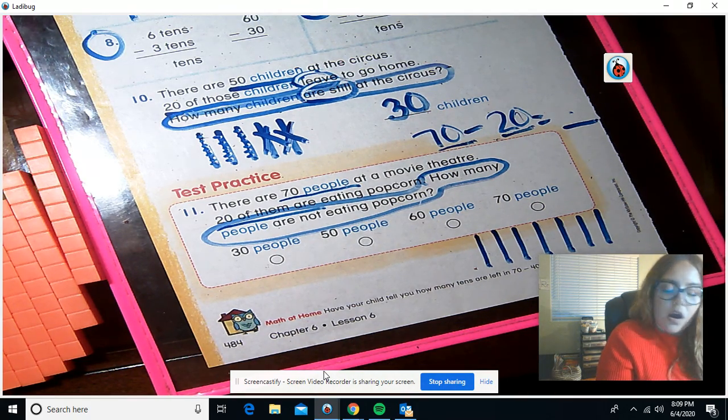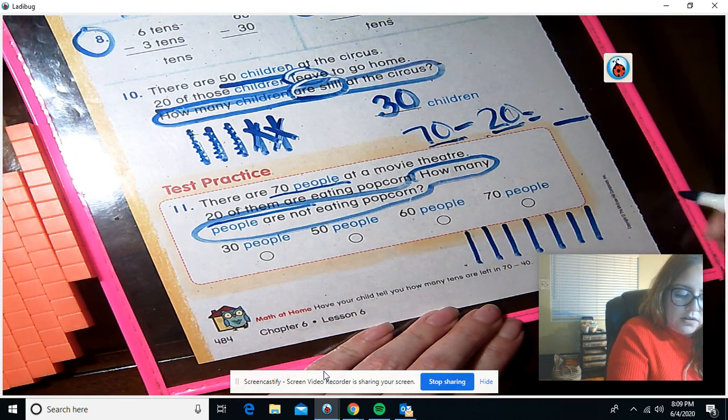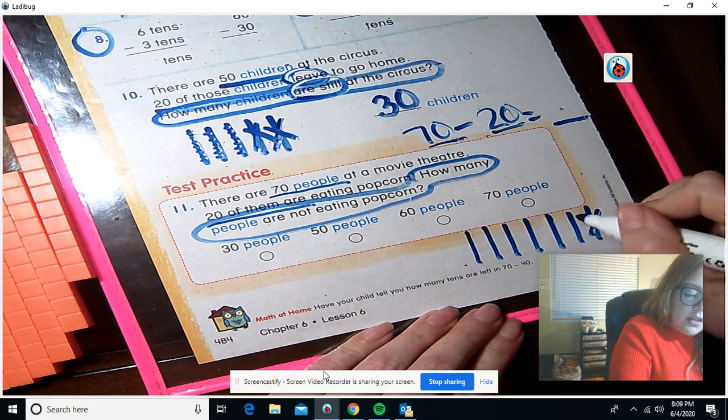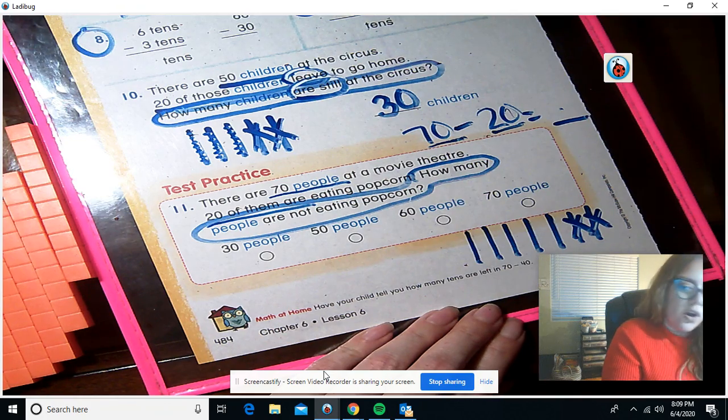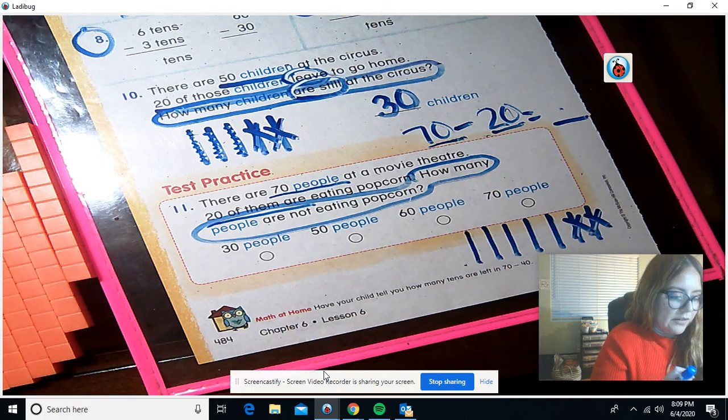20 of them are eating popcorn. So we're going to get rid of that part. 10, 20. How many people are not eating popcorn? I want you to answer that for me. Fill in the bubble to your answer.